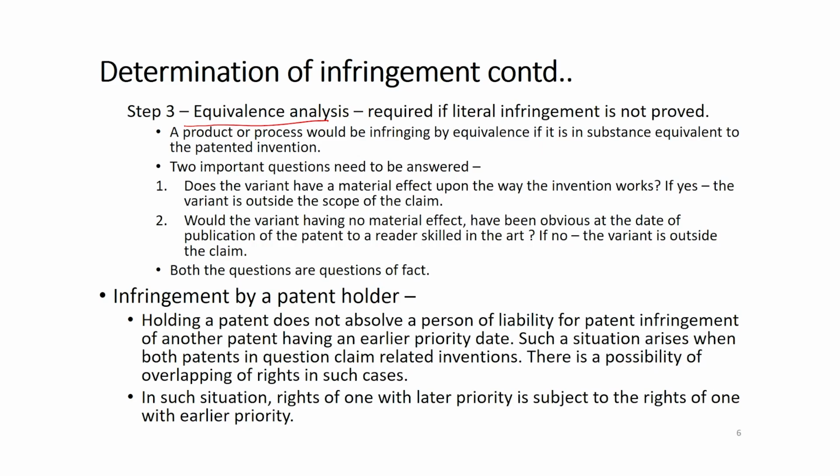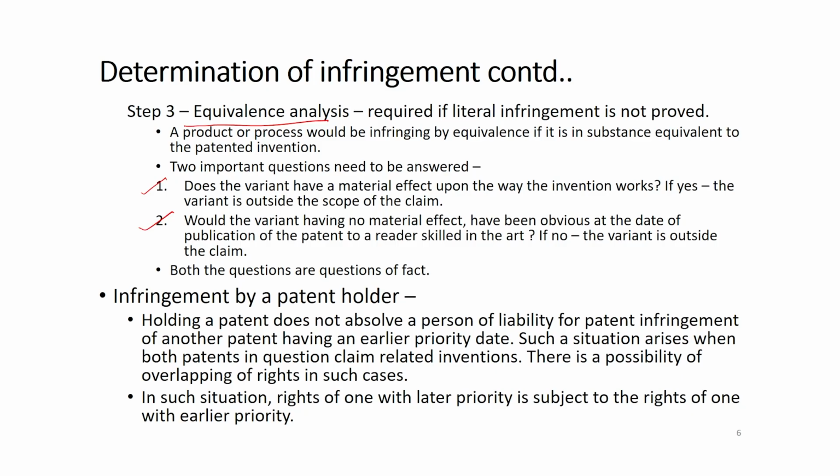There are two questions which need to be answered, question number 1 and 2. I have already mentioned that there is a variant in defendant's product. We have to examine that variant. The question number 1 is, does the variant have a material effect on the way the invention works? Your product has something which is different from my product. Does that variant affect the way the invention works?